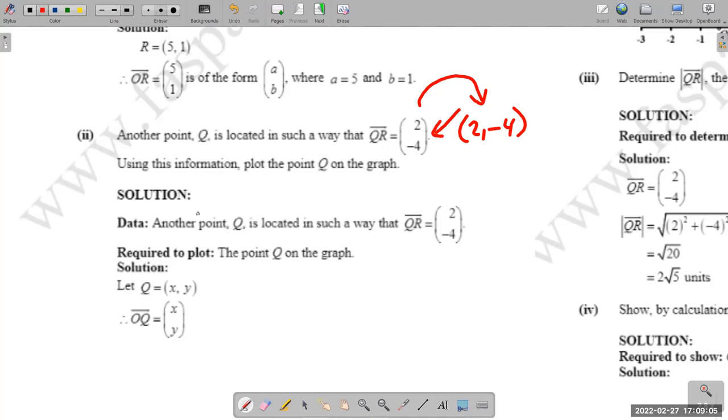Excellent observation. The only time that we could use it is when it represents what? If it was OQ, then we could do that, but it's not OQ. This vector represents a movement from where to where? Where's the start point? From Q to R. Everybody understand now?